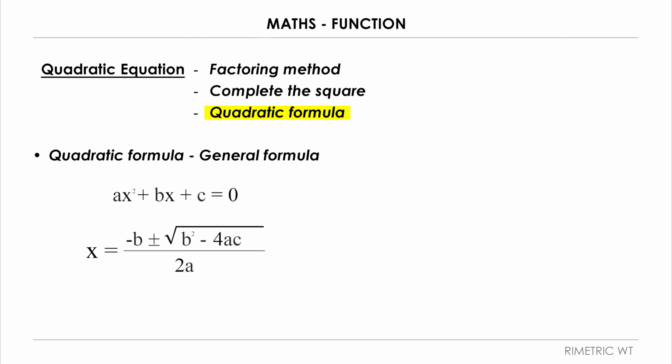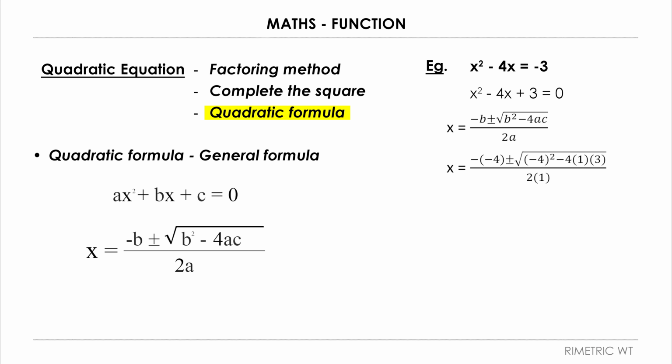First, we express our equation as ax squared plus bx plus c equals 0. Then insert each value into the formula, and we'll find the same result as shown.